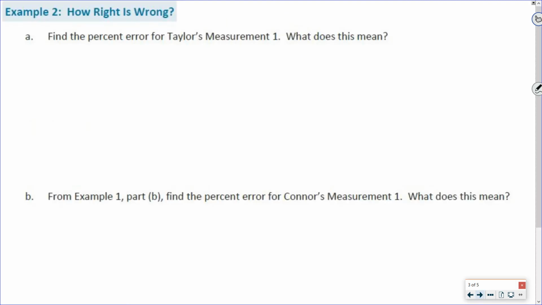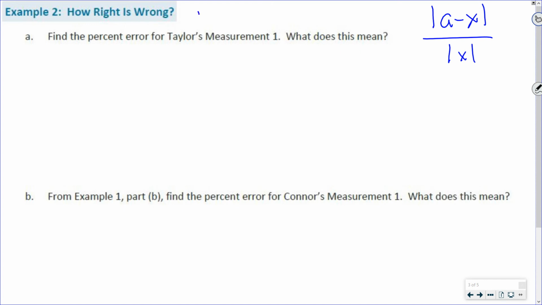All right, so example 2, how right is wrong. So we're going to find the percent error for Taylor's measurement 1. So percent error has a similar formula to absolute error. Percent error is going to be A minus X over the absolute value of X. Okay? Now, let me read you the definition for percent error. The percent error is the percent the absolute error is of the exact value times 100%, where X is the exact value of the quantity and A is the approximate value.